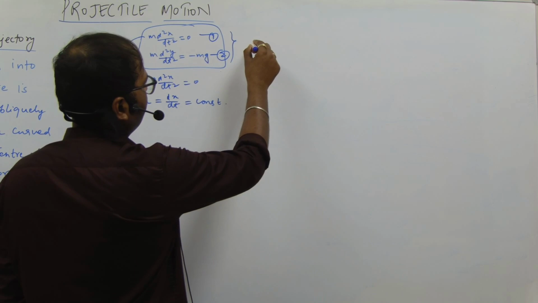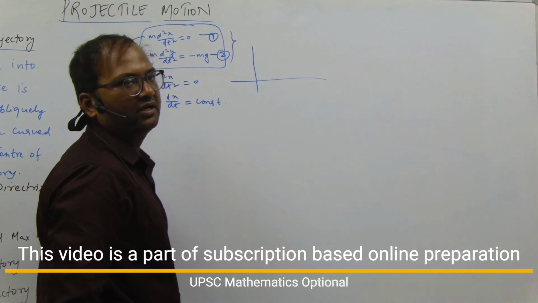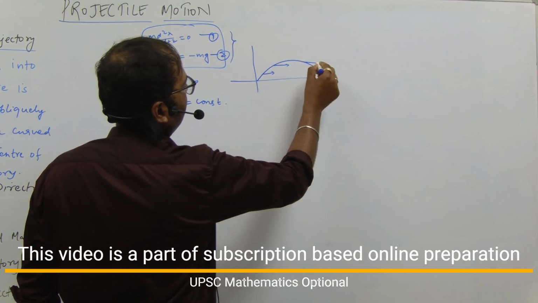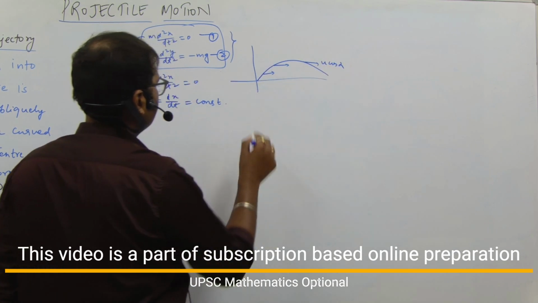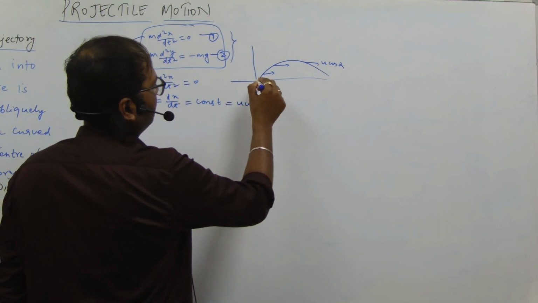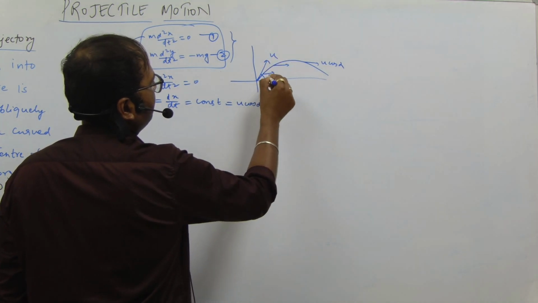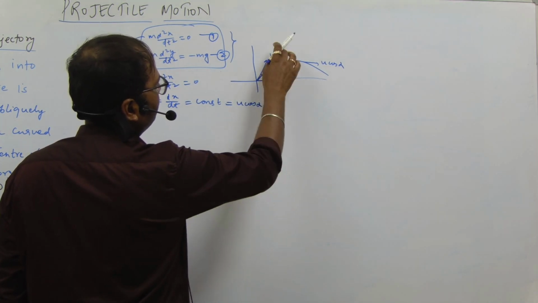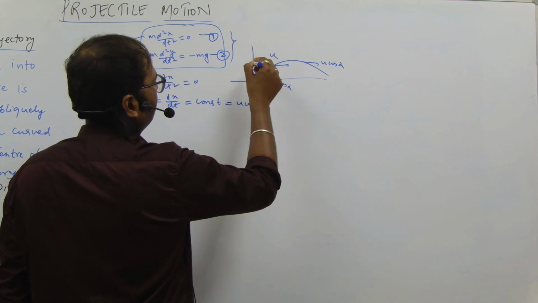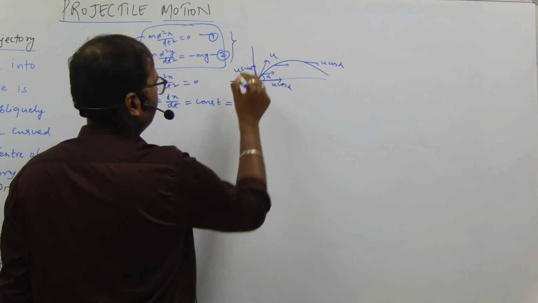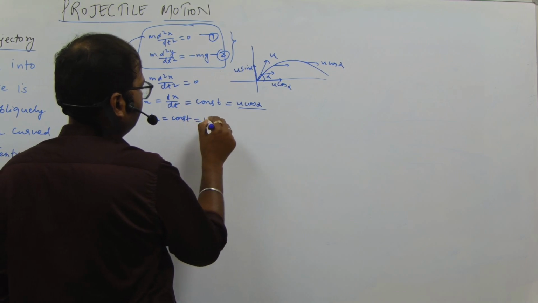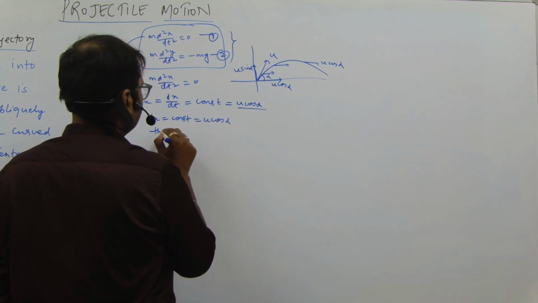This is constant. We have studied a couple of minutes ago that the velocity in the horizontal direction is constant at all the points. This is equal to u cos alpha. So this is constant throughout the motion, because the initial velocity is u and we have resolved in the x and y direction. Resolving u in the x direction gives u cos alpha, and in the y direction it is u sin alpha. So the horizontal velocity is constant, equal to u cos alpha throughout the motion.